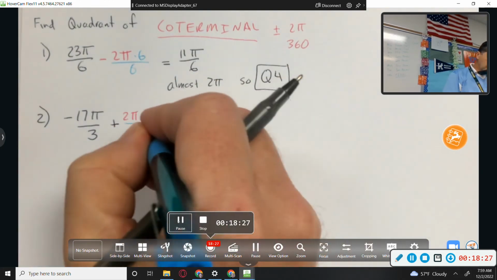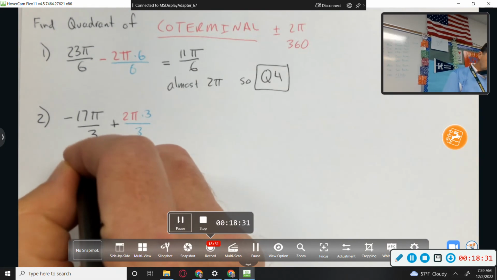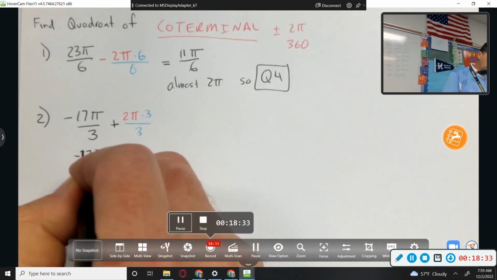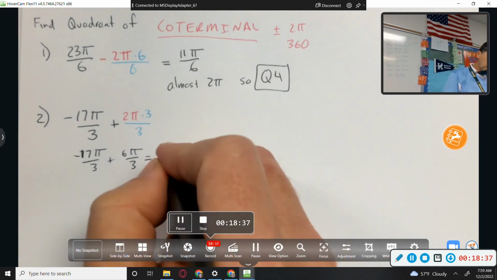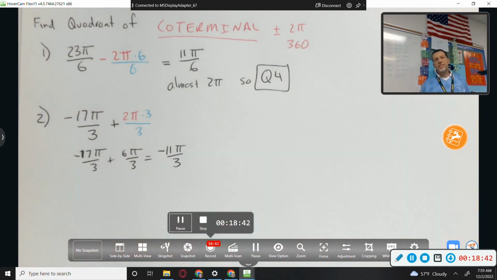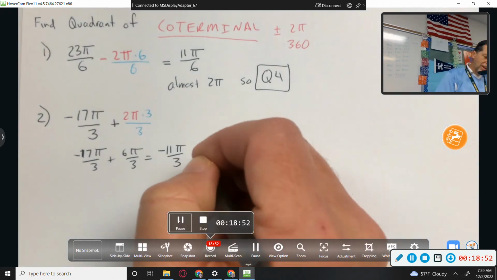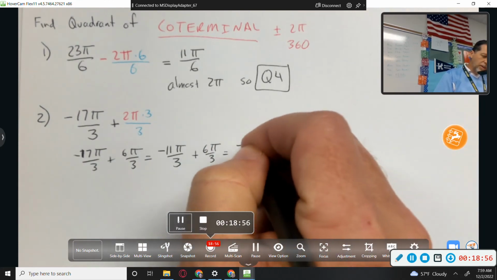Don't forget, you've got to have a common denominator. So negative 17 pi over 3 plus 6 pi over 3 is negative 11 pi over 3. That's still not very nice. So what do you want to do now? Keep adding. Yeah, just keep adding 2 pi until you get something you like. So plus 6 pi over 3 is negative 5 pi over 3.